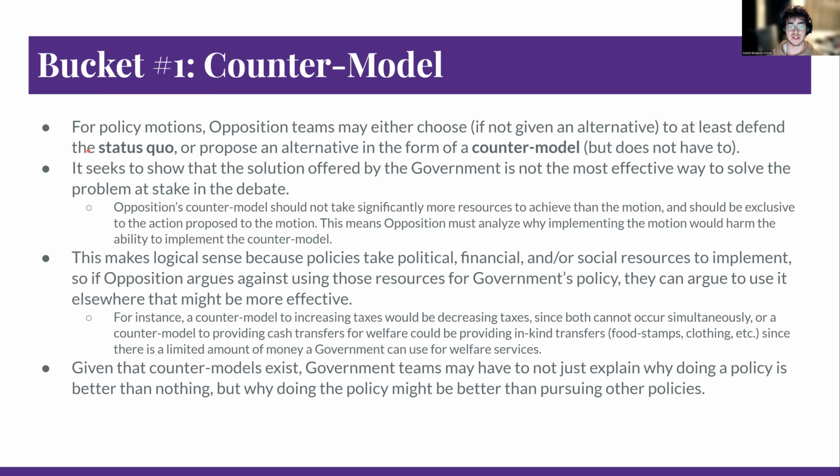Given that counter models exist, government teams may have to not just explain why doing a policy is better than nothing, which is again the natural state of what opposition has to defend in this House would motions. So, for example, if there's a policy this House would ban zoos, then opposition would just defend not banning zoos and doing nothing. But that's just their base state. They could also, again, provide a counter model and explain why doing their policy in their counter model is better than pursuing the other policies.